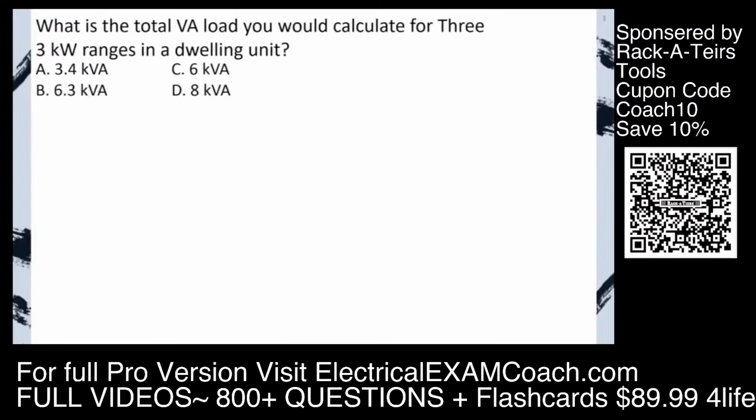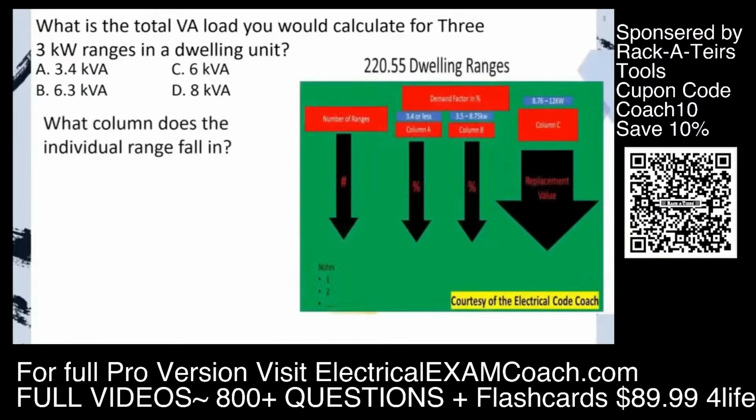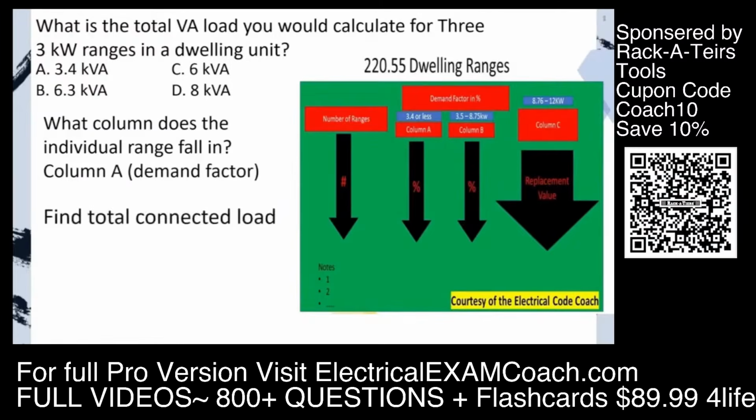What is the total VA load you would calculate for 3 kW ranges in a dwelling unit? First question we're going to ask is, what column does our individual range fall in? Well, ours is going to fall into column A because the individual range is 3 kW. So we know that we're going to be doing a demand factor. Now we can start from the beginning. First, find our total connected load. We take our 3 multiplied by 3 kW, and that equals 9 kW. Now we check for demand factors.